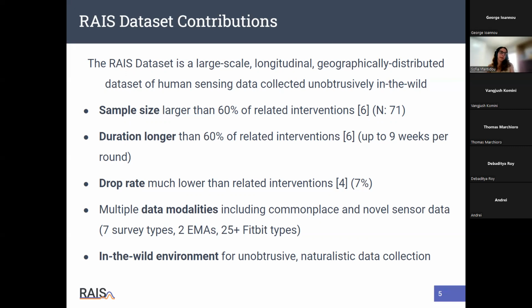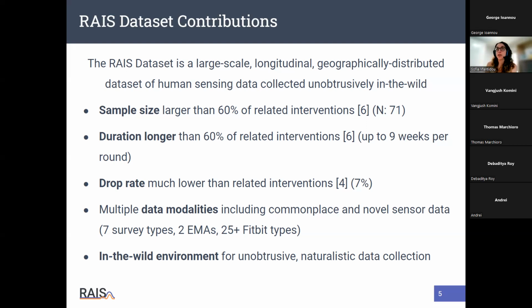We have multiple data modalities, including both commonplace and novel sensor data. Specifically, we have more than 25 types of Fitbit data, 7 survey types, and 2 ecological momentary assessments.